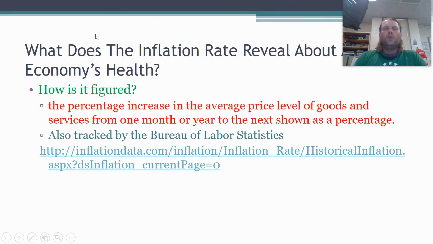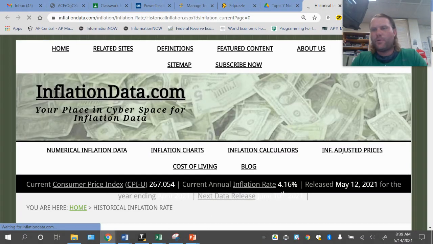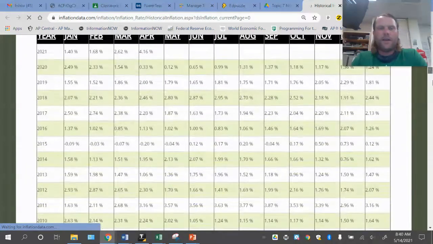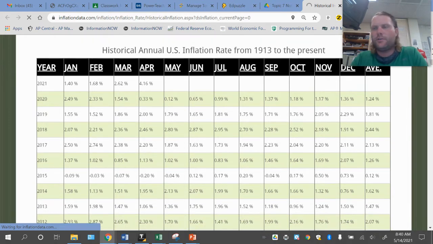All right, so the inflation rate is the percentage increase or decrease in the price level of goods and services. And there are some different things you can look at in terms of keeping track of this. We're not going to spend a ton of time on it, okay? Every month, the Bureau of Labor Statistics comes out with their report. You can see that this is the inflation average for the year, but they do it every single month throughout the course of, well, the last 107 years or so.